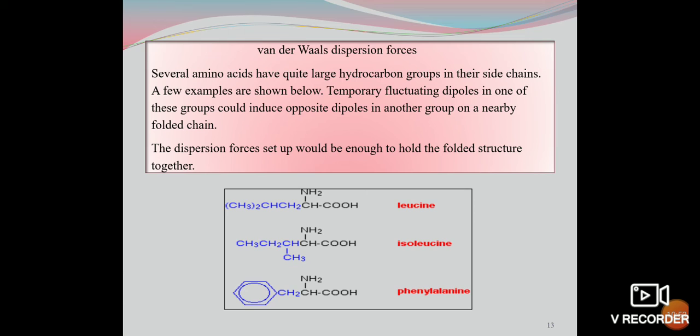So, to form a tertiary structure of a protein, there are ionic interactions, hydrogen bonds, van der Waals dispersion forces which can hold a tertiary structure of a protein. The different amino acids we can see here are leucine, isoleucine, phenylalanine, which have large side chains, the hydrocarbon groups. So these are forming a larger group and inducing opposite dipoles in another group on a nearby folded chain.